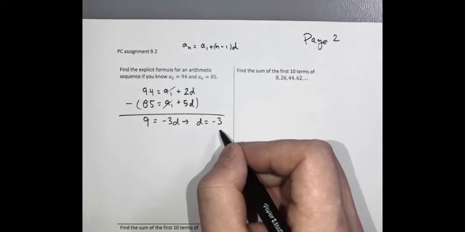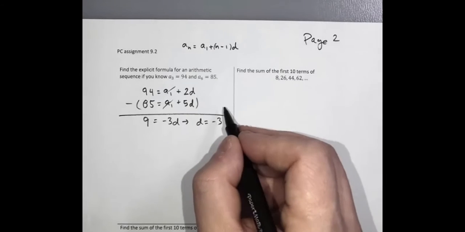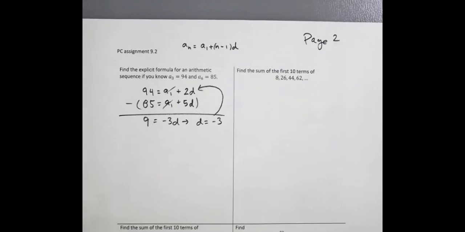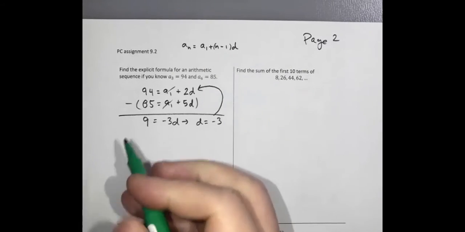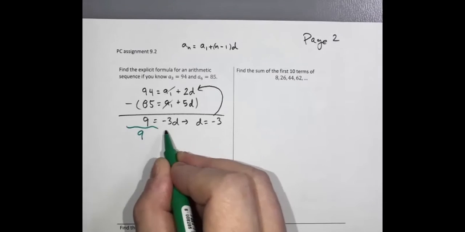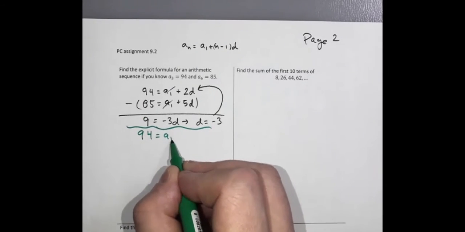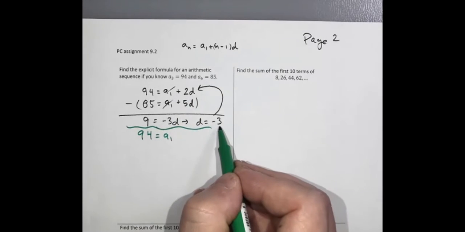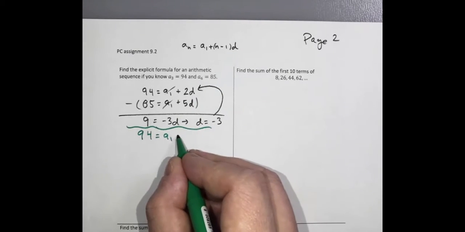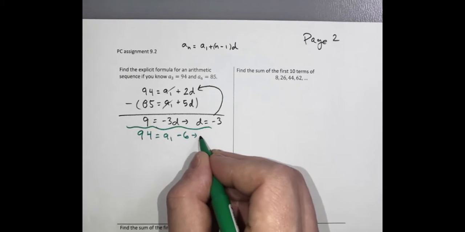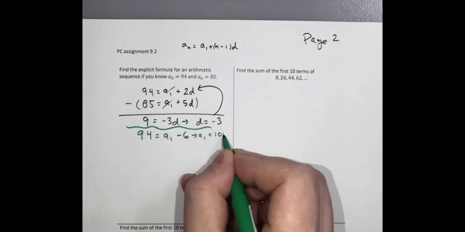Once we know the difference is negative 3, we can back substitute into, say, that equation. Let's do this one in a different color so we can distinguish the separate calculation and say that 94 is equal to the first term plus 2d, and d is negative 3, so that would be minus 6. And therefore adding 6 to both sides would tell me a1 equals 100.